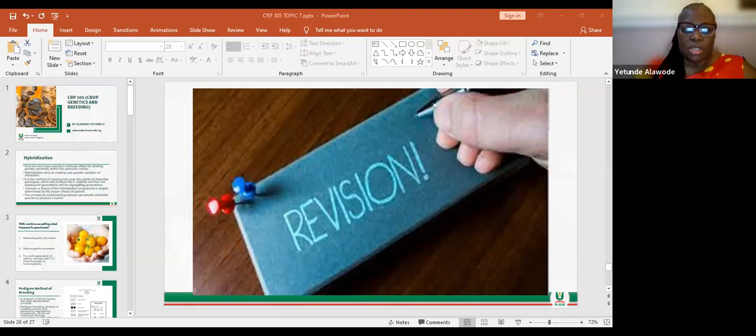All the definitions, just try and know them. Short definitions, straight to the point. No dilly-dallying, no beating around the bush. We say explain briefly, explain briefly. If you say discuss, you know what to do. If you say state, list, you know what to do. So I don't think you people have any problem.